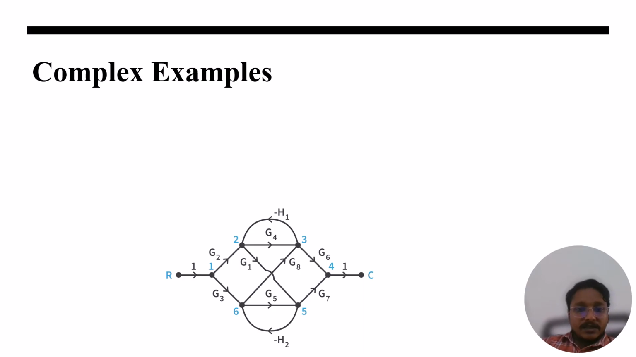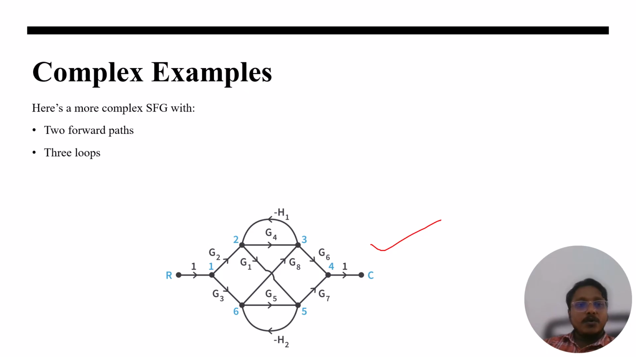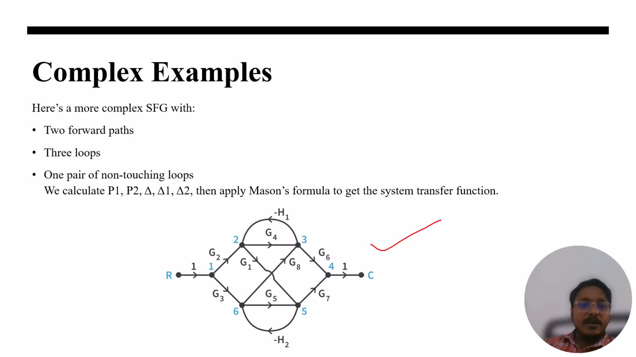This is one of the complex examples which I'm going to do now. Here are some more complex SFG parts. If you see in this diagram, we have two forward paths, three loops, and one pair of non-touching loops. So we can calculate P1, P2, Delta 1, Delta 2, then apply the Mason formula. First we need to see how many forward paths and how many loops there are, each and everything. Then only can we get the things done.